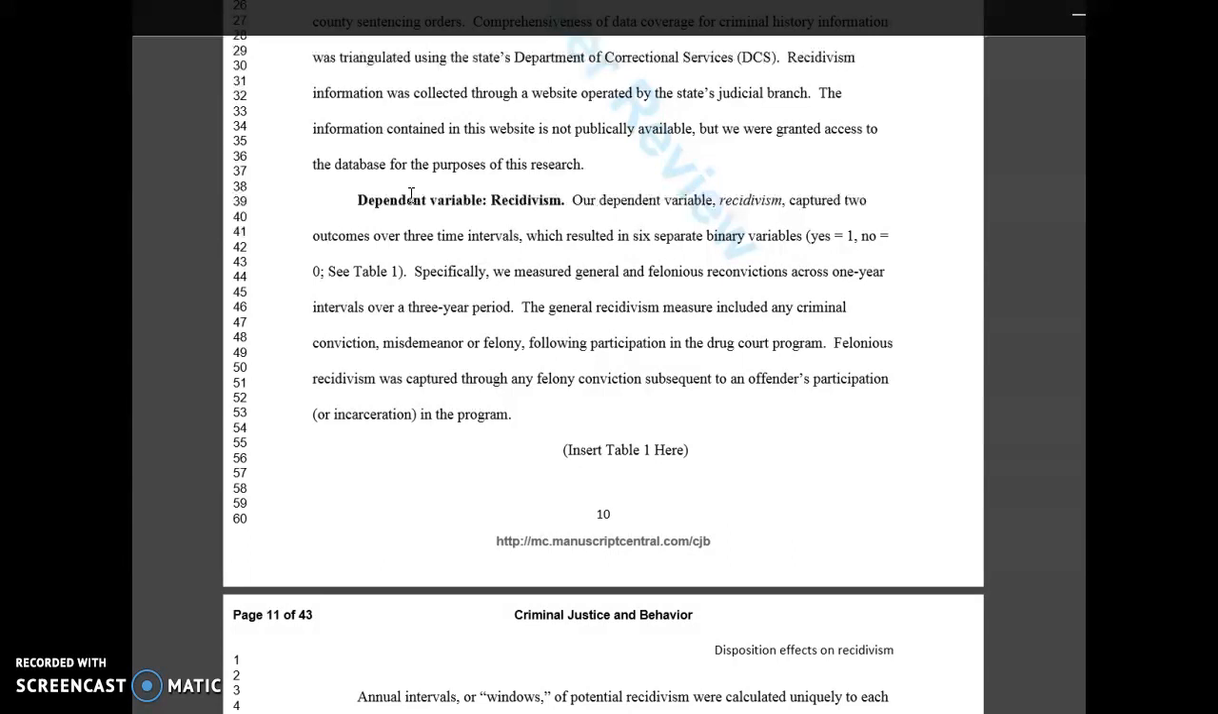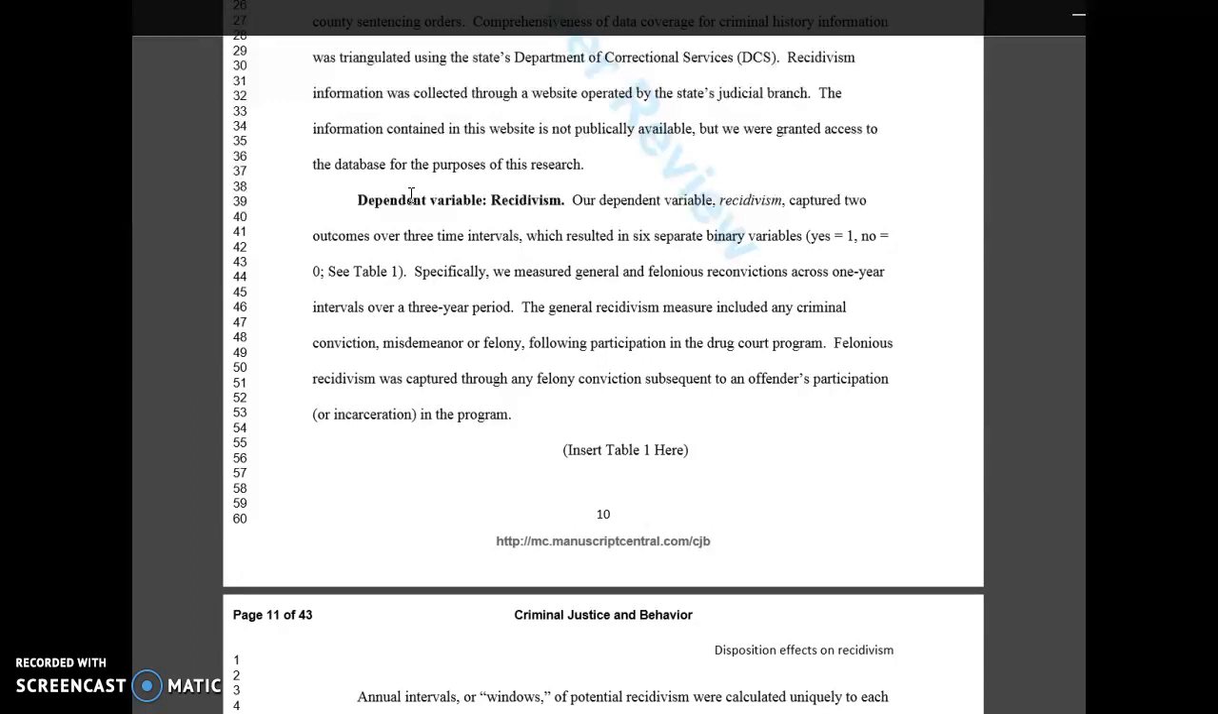So here, when we look at our dependent variable, it is, of course, recidivism. Now, recidivism can mean a lot of different things. Thus, in this section, we have to operationalize. You have probably come across in Chapter 5 the concept of operationalization or operational definition. This is where that takes place.